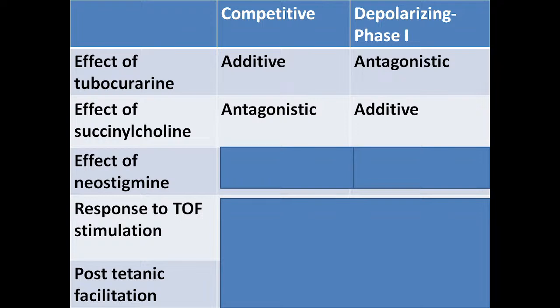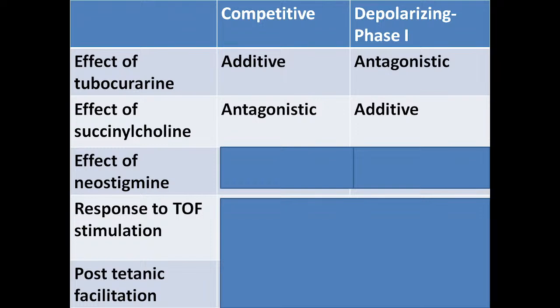Now remember, what is neostigmine? You've done the cholinergic system, right? What is neostigmine? It is an anticholinesterase. It inhibits metabolism of acetylcholine, and it inhibits acetylcholine esterase also. We've seen these drugs are not getting metabolized by acetylcholine esterase, but acetylcholine is getting metabolized by acetylcholine esterase.